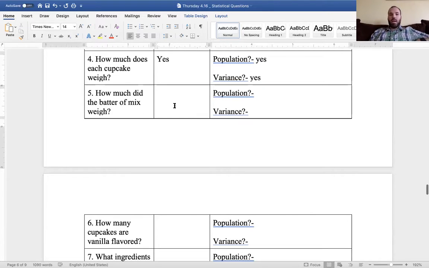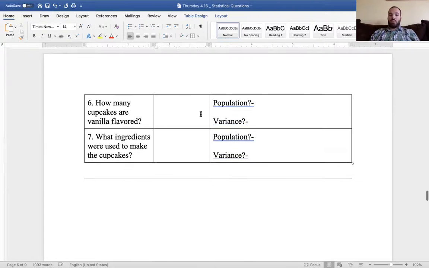How much did the batter mix weigh? Is this talking about population? No. It's talking about one batch of cupcakes, and it's just talking about the batter that's in the bowl. Is there a variance? No. It's only talking about one bowl, and there's only one answer for that. There's no variance.